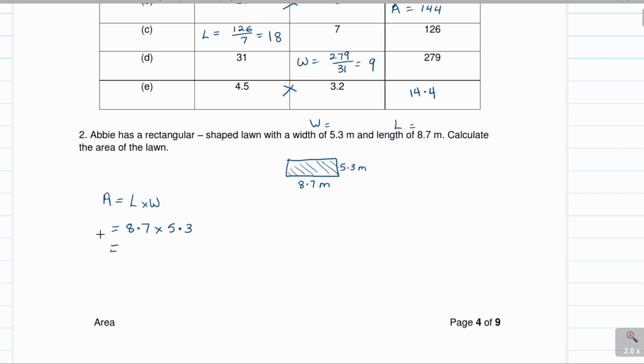Okay, so it's always good, whatever subject you're doing and you have calculations, you write your formulas. Sometimes you actually get marks for doing that. In the science subjects, you get marks for writing those formulas. So this is 46.11 meters squared, because it's meters multiplied by meters.